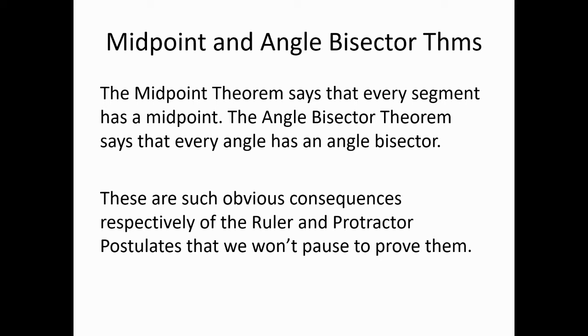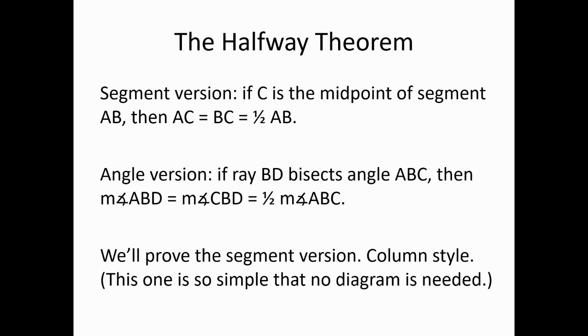Now, as for the proofs of these, well, they're really obvious consequences of the ruler and protractor postulates, so we won't actually take the time to prove them. So, for instance, the midpoint theorem: every segment has a length, the ruler postulate says, and that's obviously true, which means, of course, that we can take that length and divide it in two. And when we do that, we will have, as a matter of fact, the midpoint.